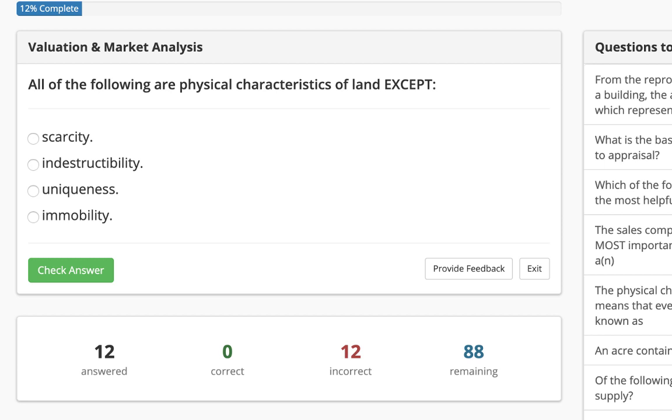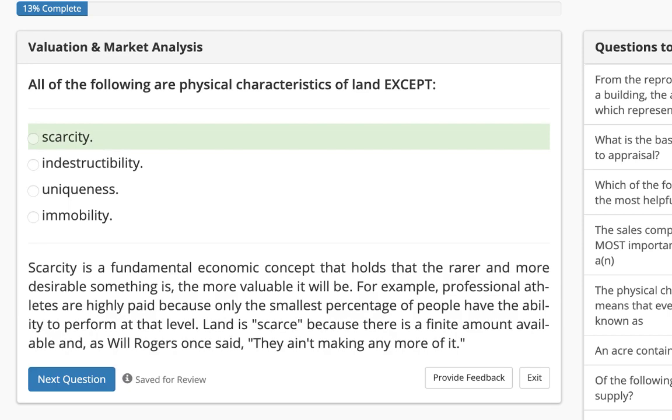All of the following are physical characteristics of land except A. Scarcity. Scarcity is an economic concept, or an economic characteristic. And as Will Rogers said, they ain't making any more of it.